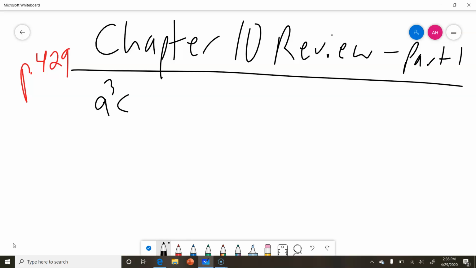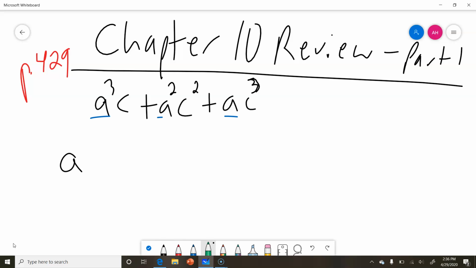A cubed C plus A squared C squared plus AC cubed. Okay, now what I'm going to do here, the first step, always, is to pull out what's in common. So look at these. This has an A, this has an A, and this has an A. So what does that mean? It means I can automatically pull an A out of all of them. Then I look here. This one has a C, this one has a C, this one has a C. So what do I know? I can pull out a C from this one as well.